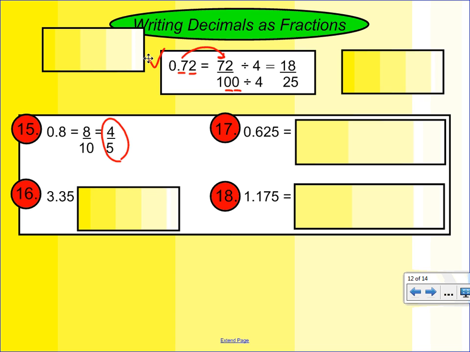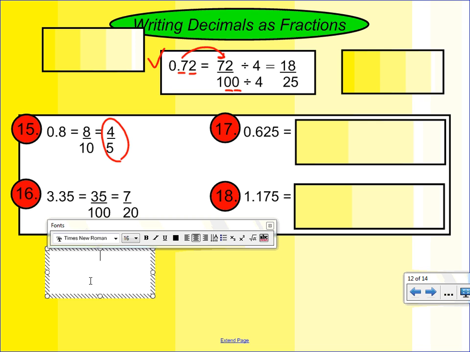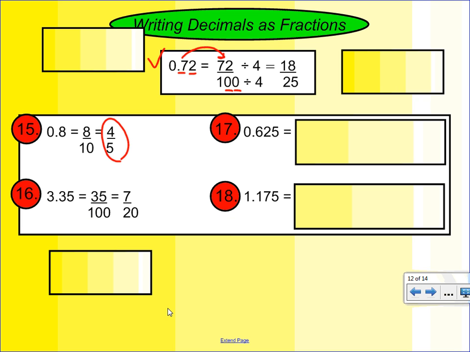Number 16 is 3 and 35 hundredths. So I take that 35 hundredths first, and then I simplify it to 7/20ths, but what I need to do is to not forget my whole number there. So now I'm going to write it as 3 and 7/20ths for my final answer.